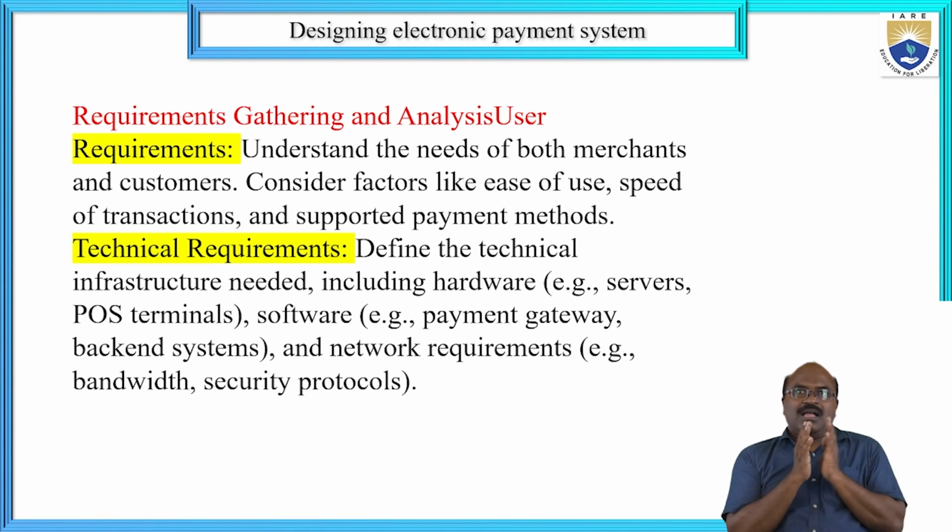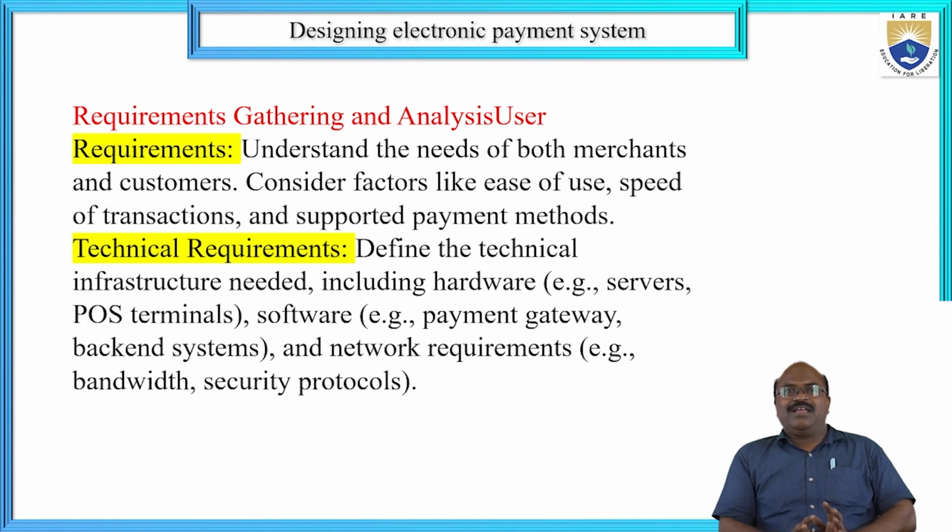So in requirement gathering and analysis, the user requirement is one of the important factors: how to book the material and how to pay the amount. Most of these depend on the speed of transactions, which is also required. Then the other important thing is the technical requirement. Any online business in e-commerce can have technical hazards or technical errors. Remove those effectively so that the transaction is done smoothly.